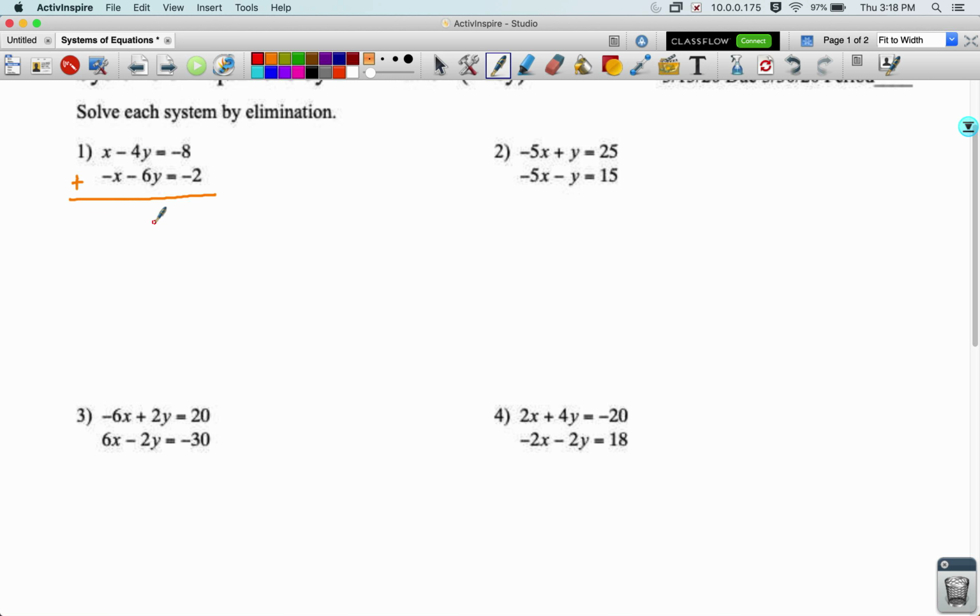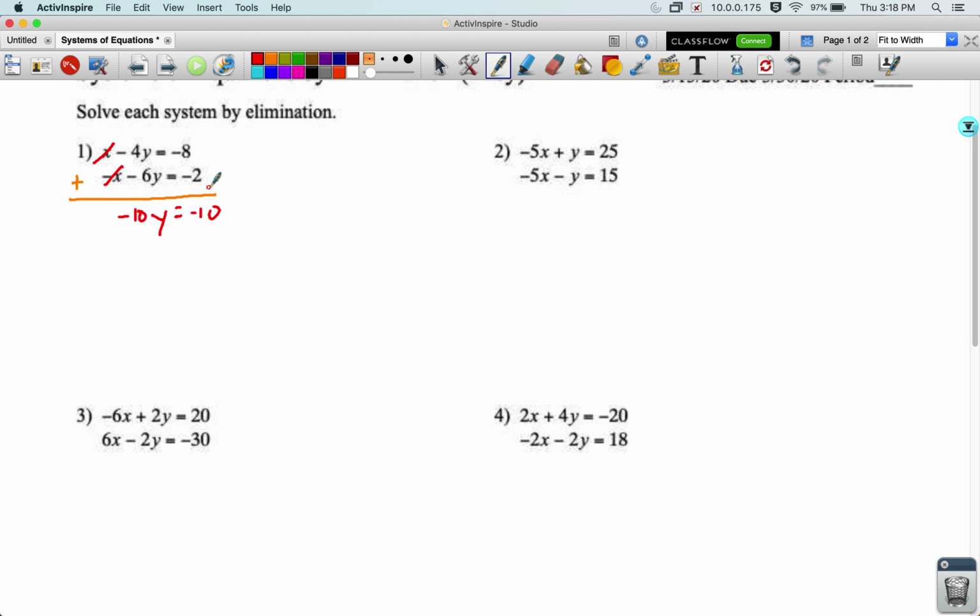Once that's the case, I can just add these two equations together, left to left, right to right, combining the like terms as I go, and come up with a new equation that has that zero pair eliminated. So if I add these together, that x and that negative x are going to cancel each other out. The negative 4y and the negative 6y will combine to be a negative 10y, and the negative 8 and the negative 2 will combine to be a negative 10.